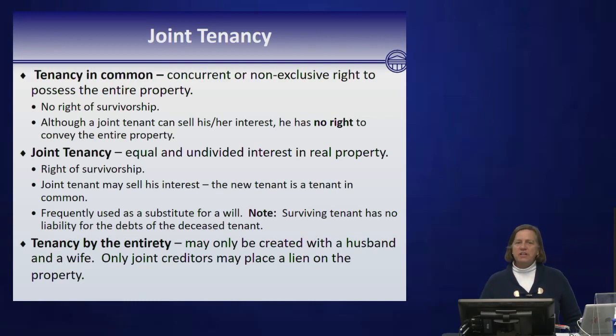There's also a type of joint ownership with right of survivorship called a tenancy by the entirety. And a tenancy by the entirety may only be created with a husband and a wife. And so if the husband dies, the property automatically goes to the wife. If the wife dies, the property automatically goes to the husband. Now, one of the advantages of tenancy by the entirety is that only a joint creditor of both the husband and the wife may place a lien on this property.